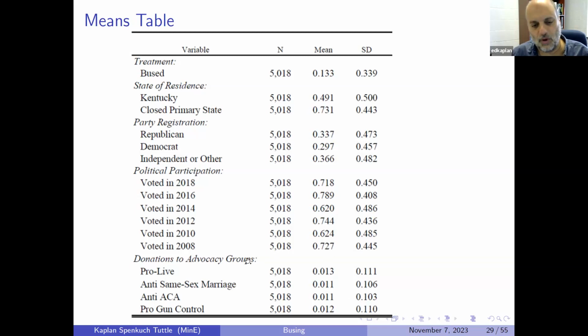Finally, we're also going to look at donations to advocacy groups, so pro-life, anti-same-sex marriage, anti-Affordable Care Act, that's the Obamacare bill, and pro-gun control. So these are things that we measure in the data. And on average, they're giving about 1% of the time, which is roughly similar to contribution patterns that you see for other groups.